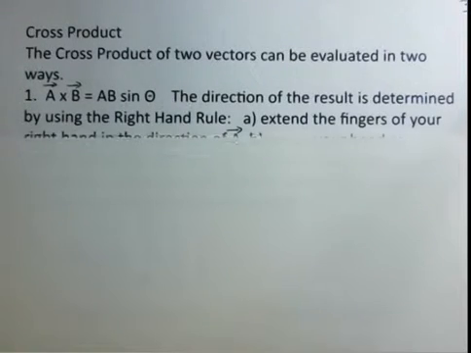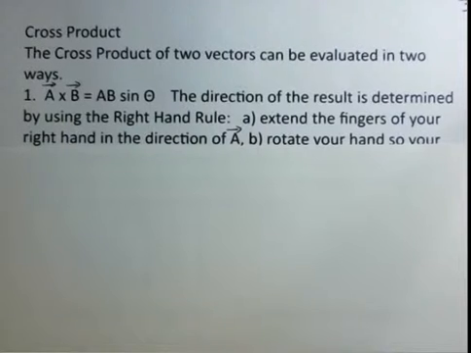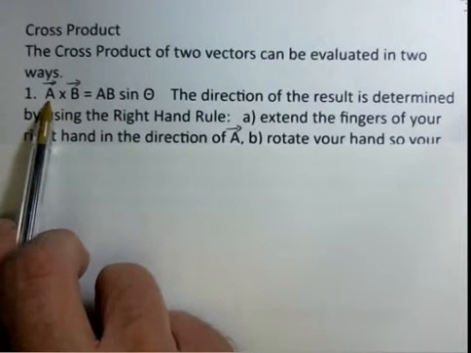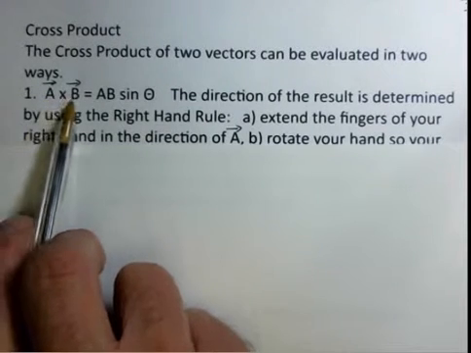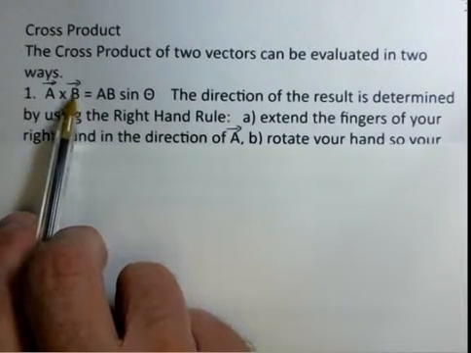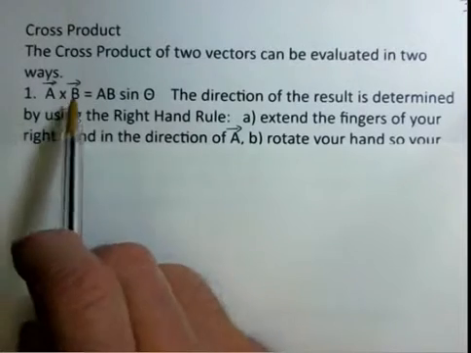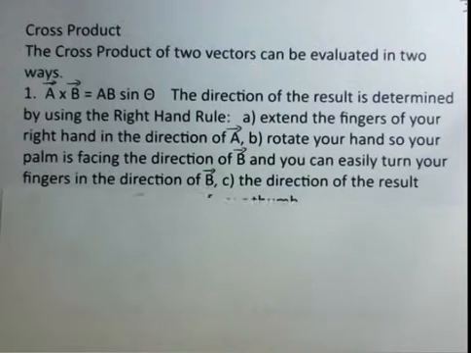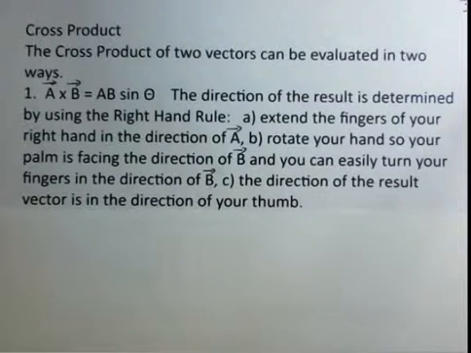the right-hand rule. And I'll try to demonstrate this, but you're going to extend your fingers of your right hand, first in the direction of A. It's the first vector. So our fingers extend this way. Then you rotate your wrist such that your palm points in the direction of B, and you can easily bend your fingers in the direction of B. Your thumb will give you the direction of the resulting vector.